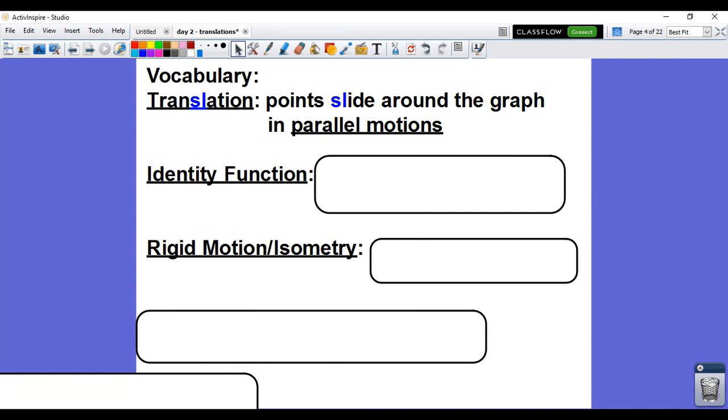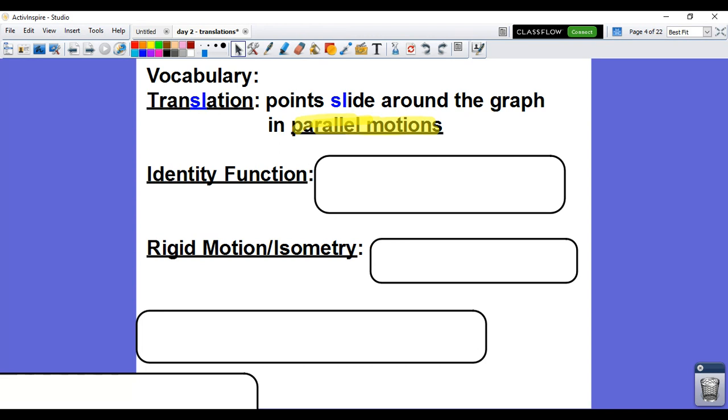Now, this is not in our packets, so my suggestion to you is to have a separate sheet of paper for vocabulary for this unit, so you have it all in one spot, so you don't have to keep flipping through your packets. But what a translation does is points slide around the graph in parallel motions. Now that parallel motion is important to just kind of know. Basically what that means is all of the points slide in the same direction.